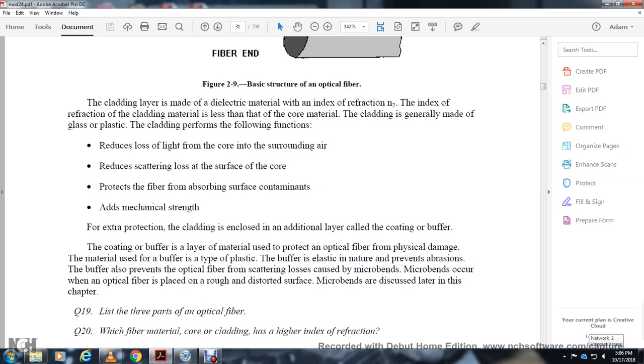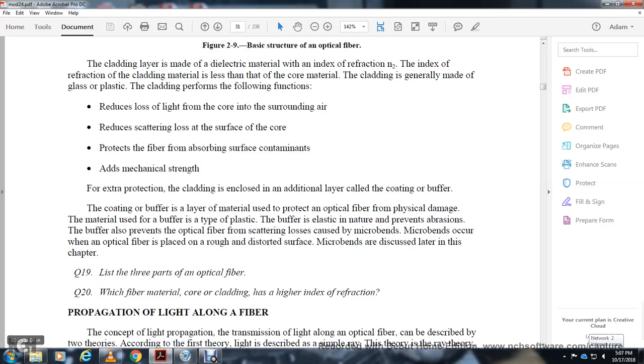The coating of the buffer. Coating of the buffer is the layer of material used to protect the optical fiber from physical damage. The plastic buffer material is elastic in nature. It prevents absorption; the buffer prevents the optical fiber from scattering losses caused by microbends. Microbends occur when the optical fiber is placed on a rubber distorted surface. The microbends are discussed later in this chapter.